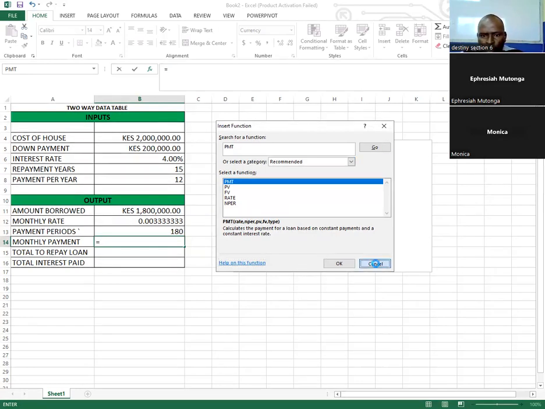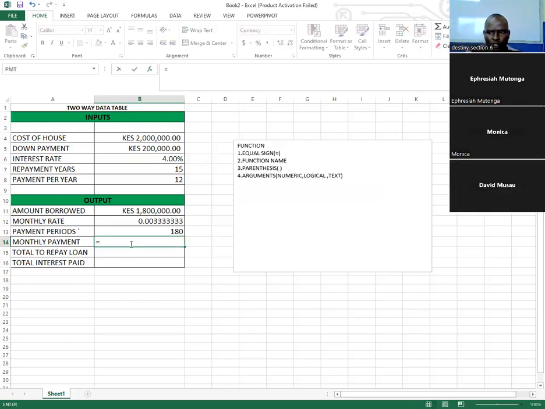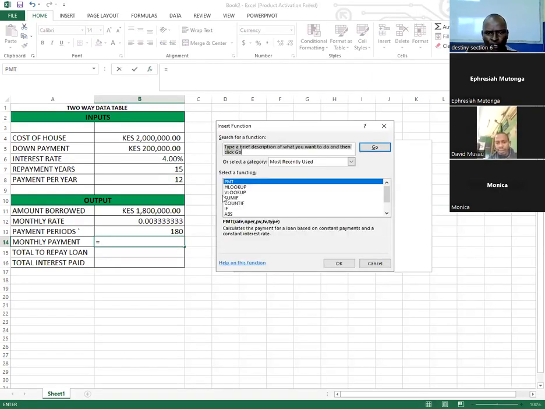So that is why. So I think we calculate the what? The monthly payment. So the monthly payment is equal sign, and then I look for that function. I look for the function that is the PMT, and then I click OK.